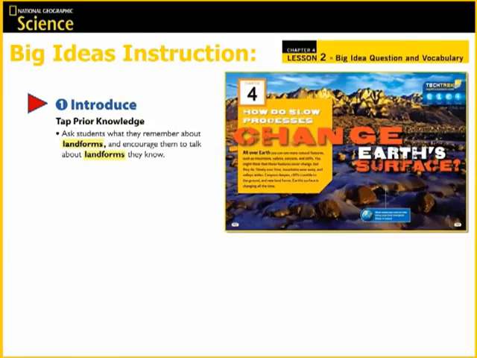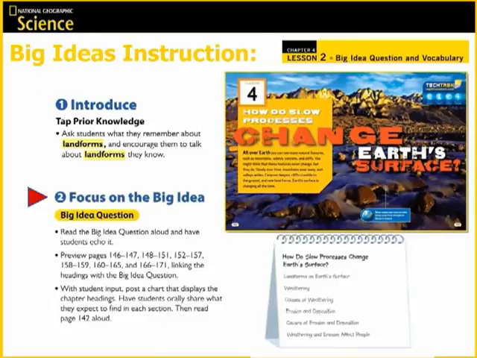Each chapter begins with the introduction of the big idea question by tapping into students' prior knowledge. Next, you'll introduce the big idea question and preview some of the pages listed, linking the headings directly to the big idea question. As you preview these pages, you'll create a chart with your students that lists the chapter headings. Have students orally share what they expect to find in each section. You will use the chart again at the end of the chapter.